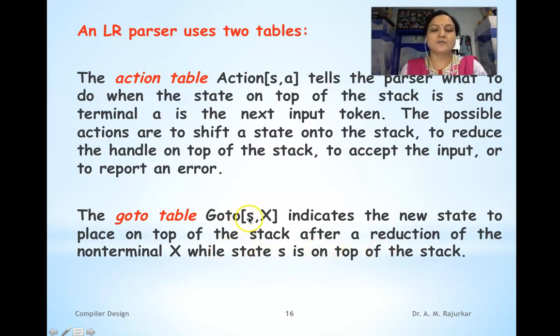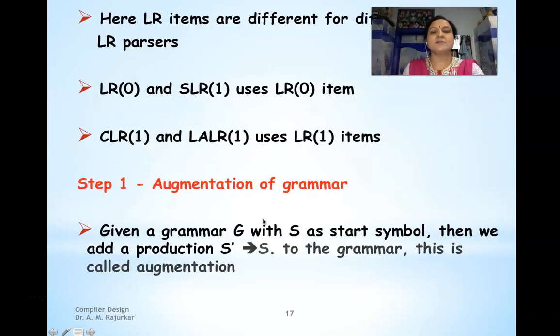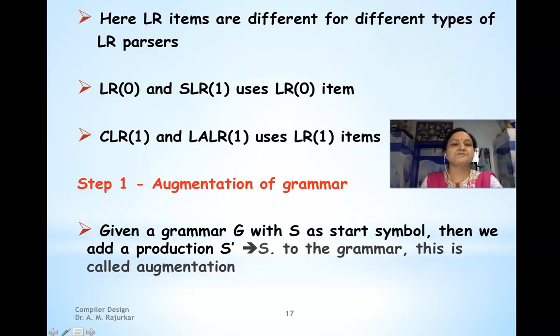So this S will be on top of the stack, and this X will be the non-terminal which we are going to push onto the stack after reduction. We'll see all these things with an example, so you will understand better when we solve a problem. Here are the LR items used for different types of parsers that we have already discussed: LR0 and SLR parsers use LR0 items, and CLR, also called the LR1 parser, and LALR1 parser use LR1 items.